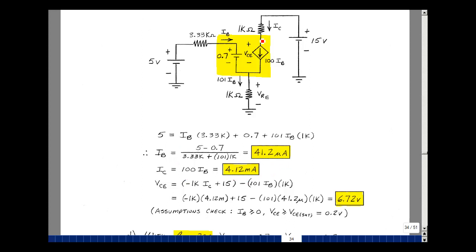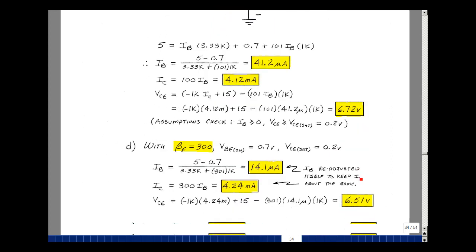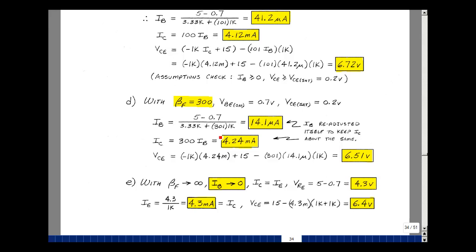This time, let me find the collector-emitter voltage by taking the difference of two node voltages. This node voltage here is going to be equal to minus I sub C times 1K plus 15. And this node voltage is 101 I sub B times 1K. Plugging in I sub C and I sub B, I get 6.72 volts. The base current is greater than or equal to 0, and the collector-emitter voltage is greater than or equal to VCE sat. So we are in the active region. Beta F increases to 300. All that changes here is just this term right here becomes 301. This is now 14.1 microamps.